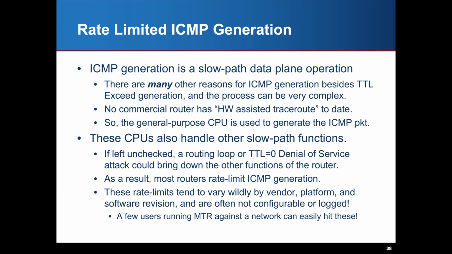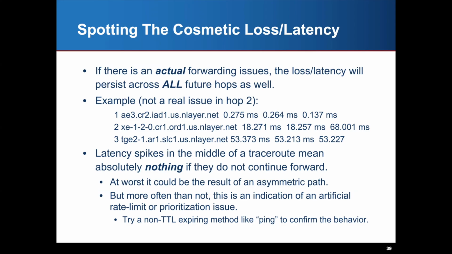All it takes is a few users to really hit that limit and cause all kinds of drops. So how do you know if it's cosmetic loss or latency, or how do you know if it's a real issue? Well, the trick is if there's an actual forwarding issue, the loss or latency is going to persist across all future packets. So here's an example where we see 0 point some milliseconds, and then we go up to 18 milliseconds to go from DC to Chicago.